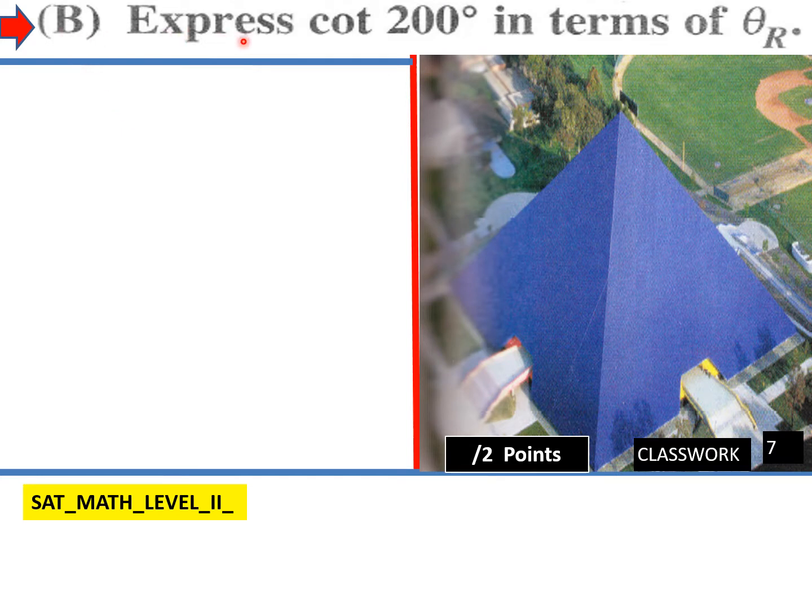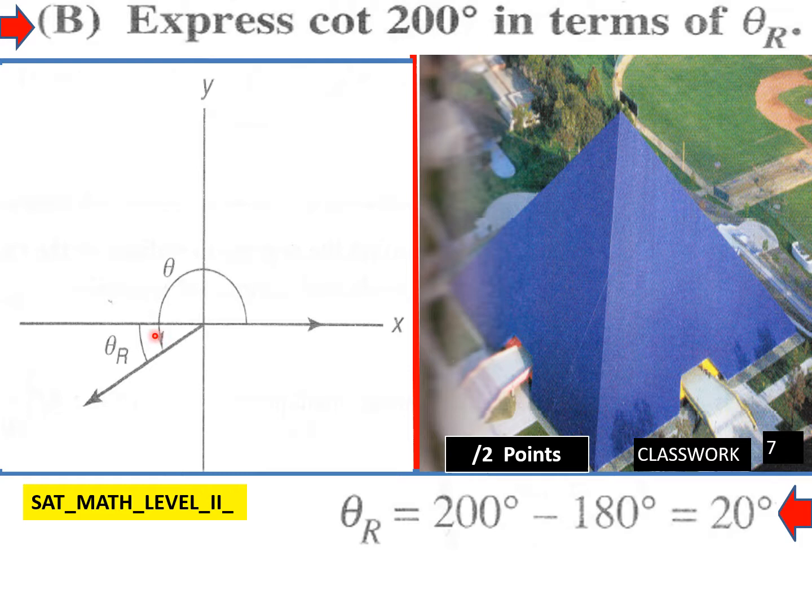And then B, express cotan 200 degrees in terms of theta reference. So here is your 200 degree angle here. This is your theta. This would be 200 degrees. What would this reference angle be here? So it'd be 200 minus 180. It'd be a 20 degree reference angle here for this total theta. You'd have a reference here of 20. So it'd be 180 plus 20 more would be 200.